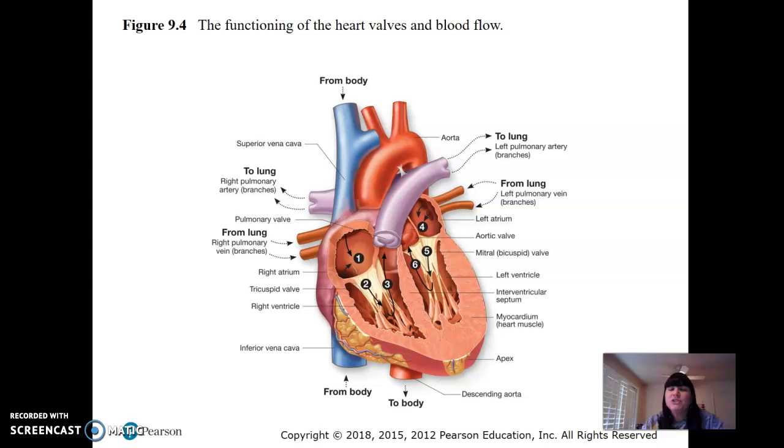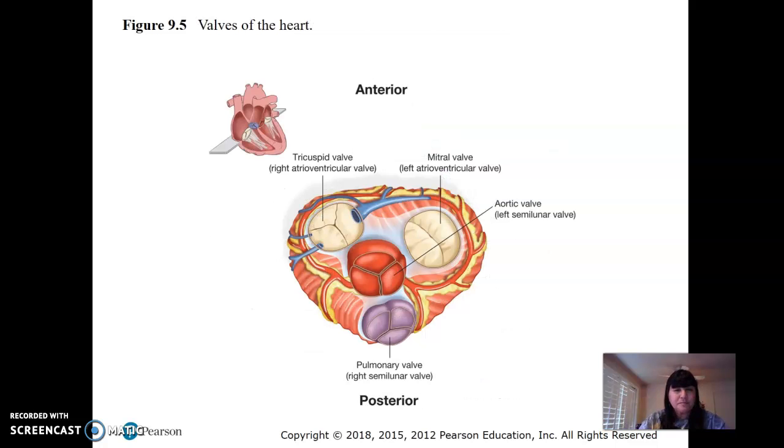So, a beautiful picture showing the heart valves and showing the blood flow. So here, the blood flow. I do want you to know the anatomy, like atria, ventricles, superior and inferior vena cava, etc. So you do need to know that, because that gives you a reference point.